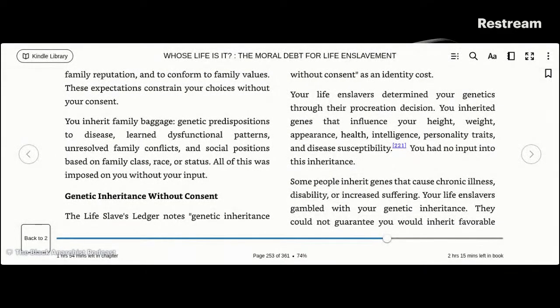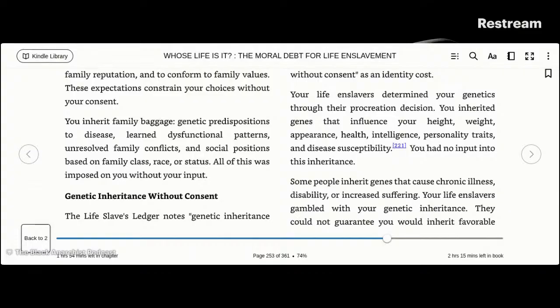You inherit family baggage. Genetic predispositions to disease, learned dysfunctional patterns, unresolved family conflicts, and social positions based on family class, race, and status. All of this was imposed on you without your consent.